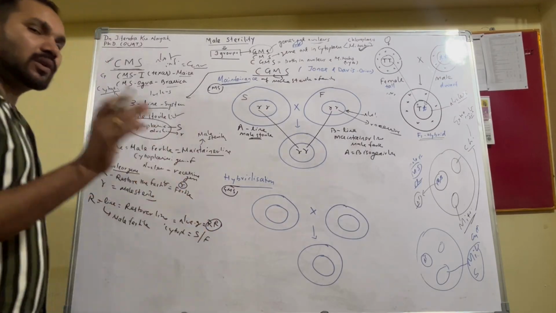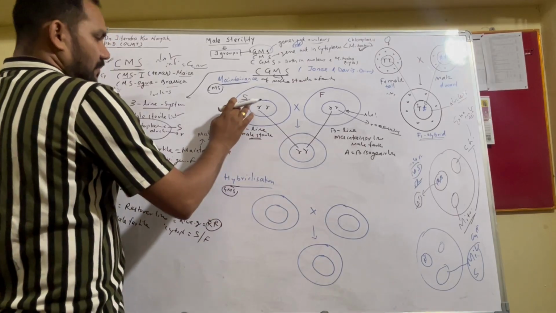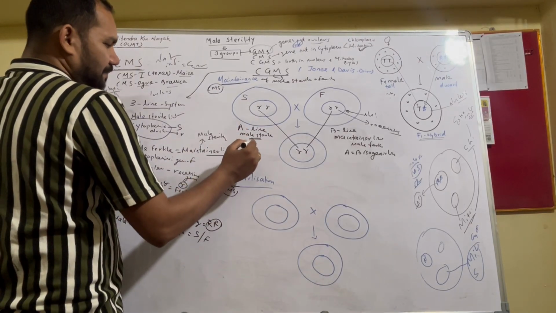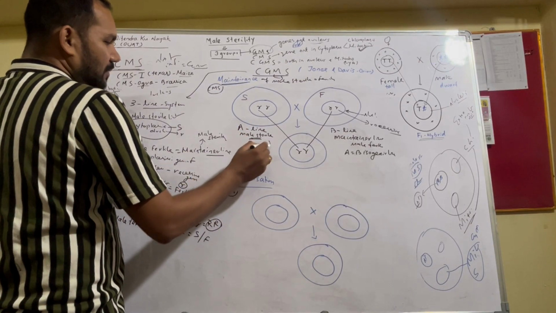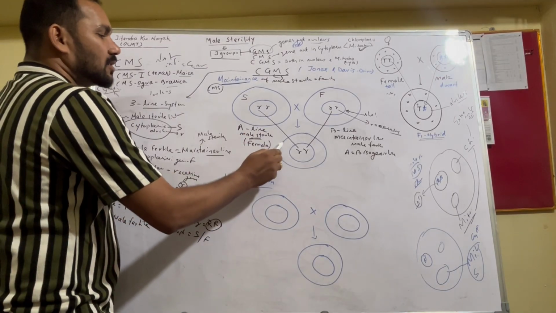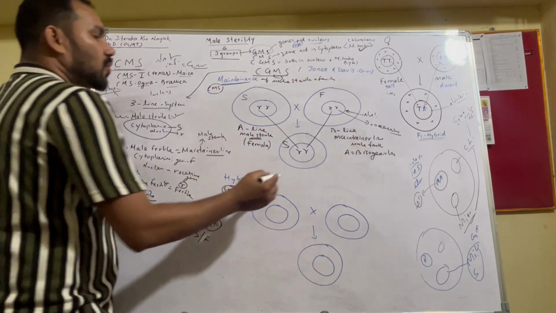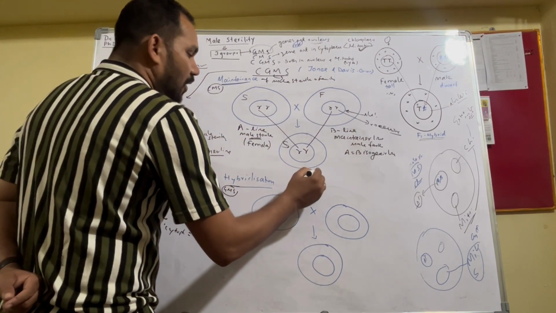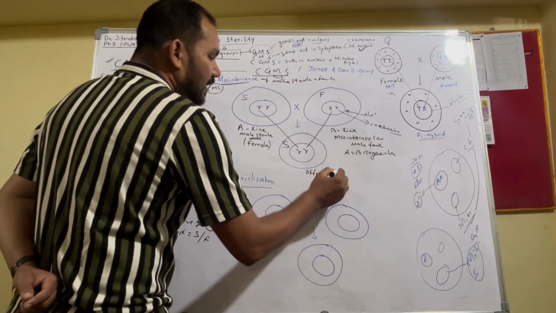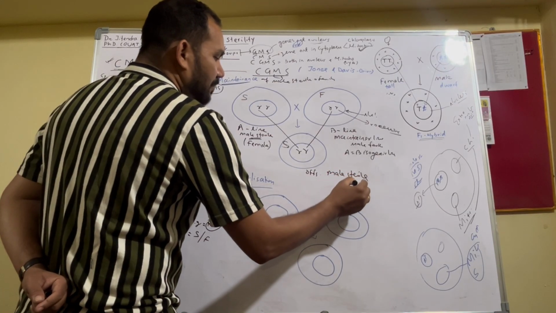But as I have told you the principle, the cytoplasm will come from the female part, because male sterile means this is your female parent. So mostly the cytoplasm will come from the female parent. So here the S will come. So what will be the offspring? The offspring will be male sterile. So here it acts as a female.